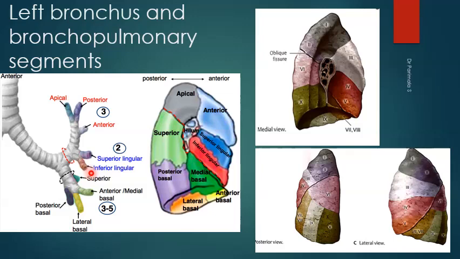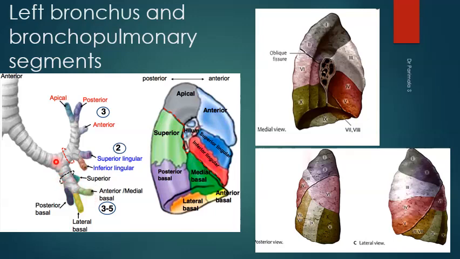And why are we not seeing the lateral and medial segments? Because the lingular bronchi won't get space to divide into medial and lateral because of the bulging heart on the left side. Now coming to the lower lobar bronchus, it passes downwards, laterally and backwards.